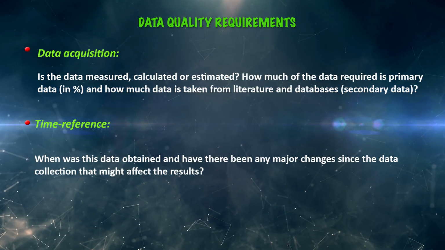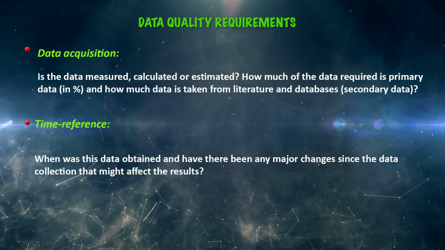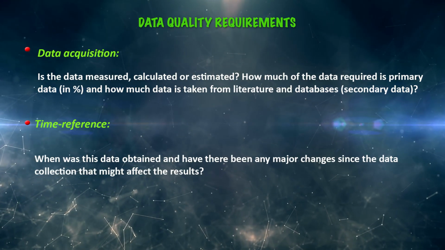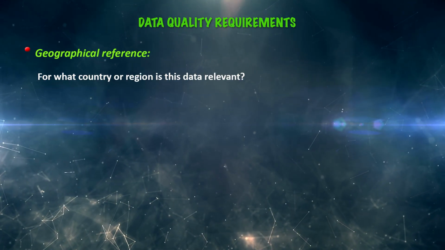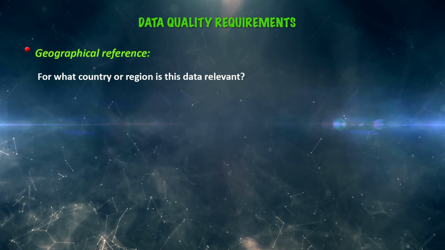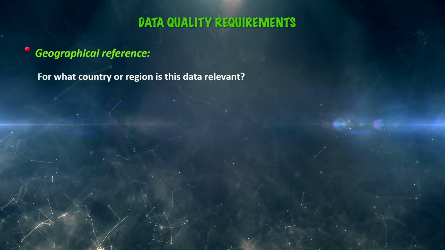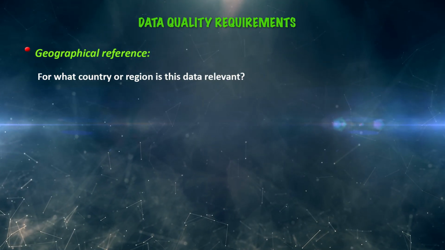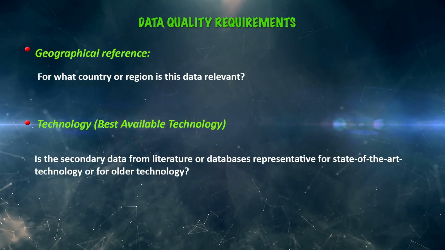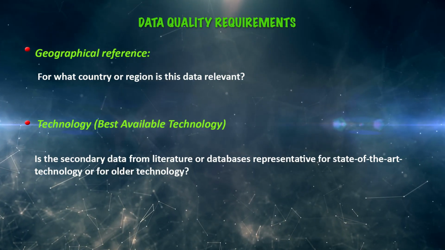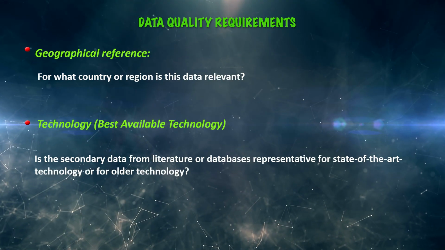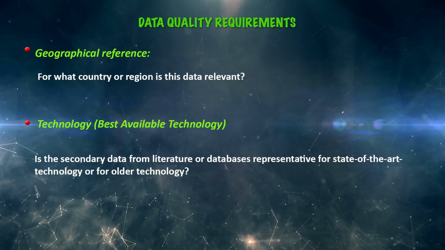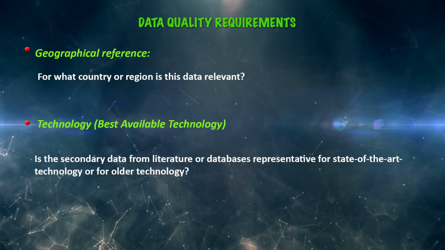That means when was this data obtained, and have there been any major changes since the data was collected that might affect the results. And then the geographical reference also has to be specified. That means from which country or which region is this data generated or relevant. And next we come to the technology. That means, is the secondary data from the literature or the databases representative of best available, state of the art technology or of older technology, which one we have to select.